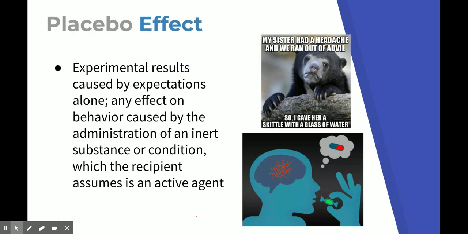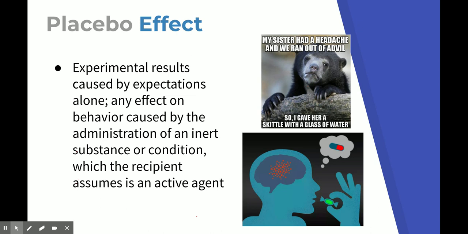One last idea before we talk about the variables a little bit. This is the placebo effect. Sometimes just thinking you're getting the real thing can cause you to have symptoms or to experience effects. So these are experimental results that are caused by expectations alone. If I'm in an antidepressant drug experiment, let's say I'm given the placebo, I might report feeling happier just because I think I might be getting the medication, even if I'm not.